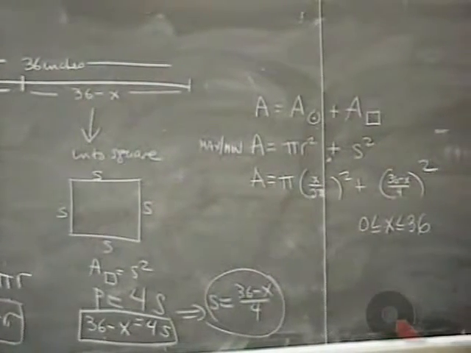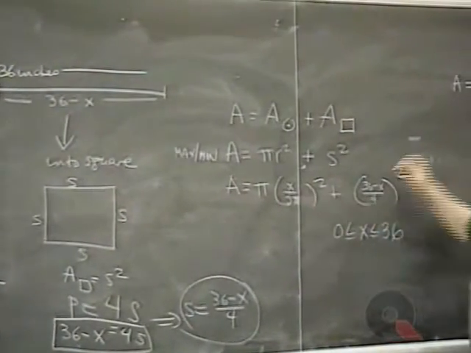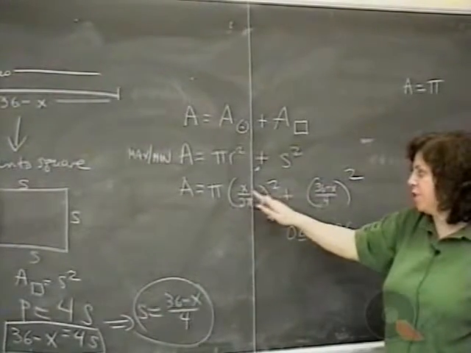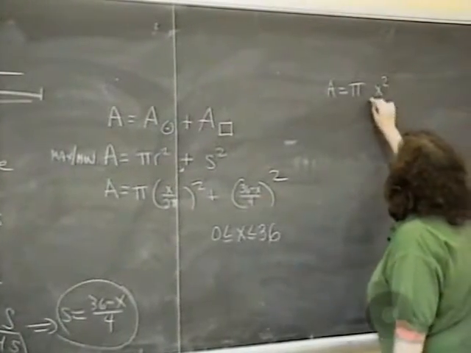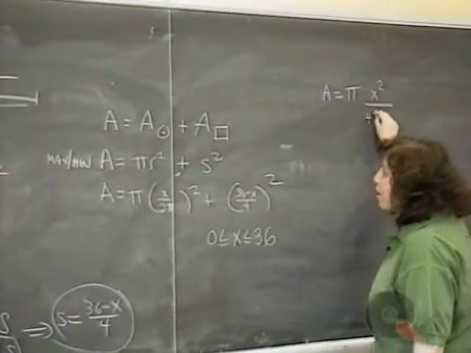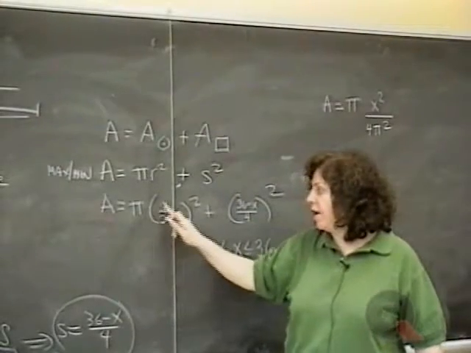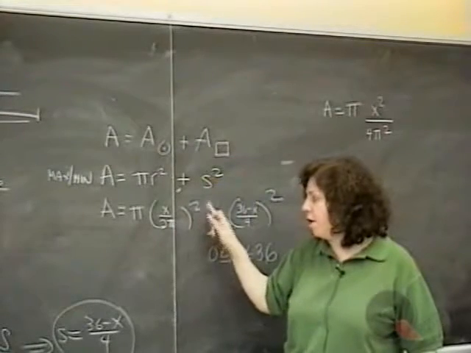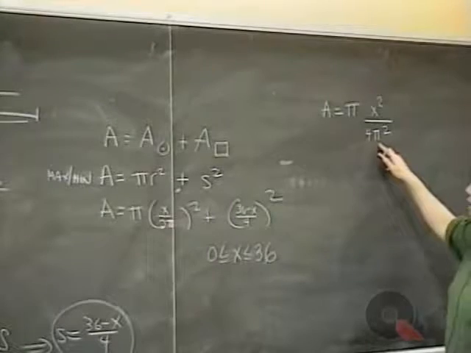So let's see what we have. A is pi times (x over 2 pi) squared. Let's make this x squared over (2 pi) squared. Now what is (2 pi) squared? It would be 4 pi squared. Pi times, like (a over b) squared is a squared over b squared. The x is squared, and the (2 pi) squared, 2 pi times 2 pi, gives us 4 pi squared.